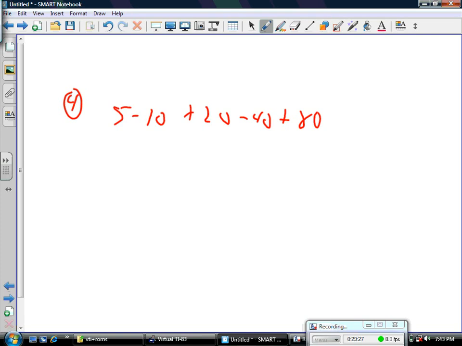Negative 2 times negative 2 is 10, times negative 2 is 20, times negative 2 is negative 40. Right? Okay, good. Is it a convergent geometric series? No, because the negative 2 in absolute value is 2. Is that less than 1? No. So yes, it's geometric, but no convergence. Not convergent.